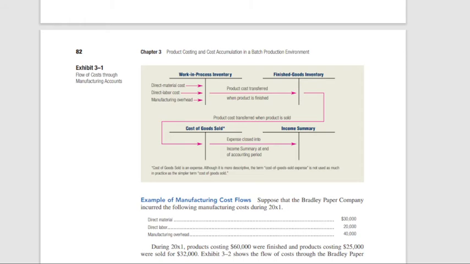The process costing accumulates all the production costs for a large number of units of output, and then these costs are averaged over all of the units. So a detailed discussion on process costing will be on a separate module or separate chapter. Okay.